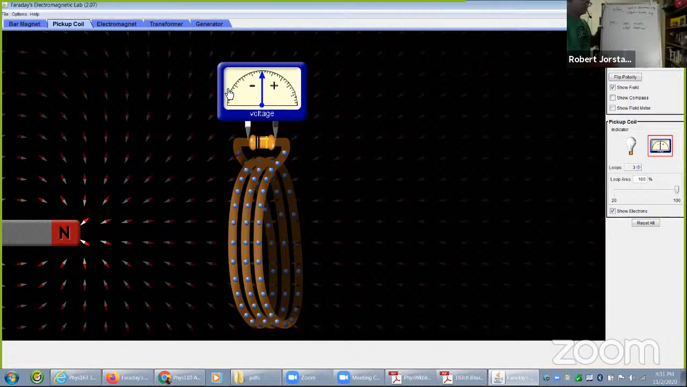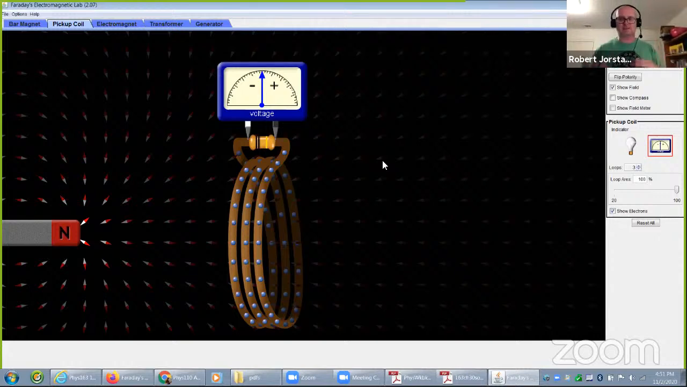Whoa. So this is very complicated. What we see then is the sign of the voltage depends on whether the flux is increasing or decreasing. Let me get to some words.